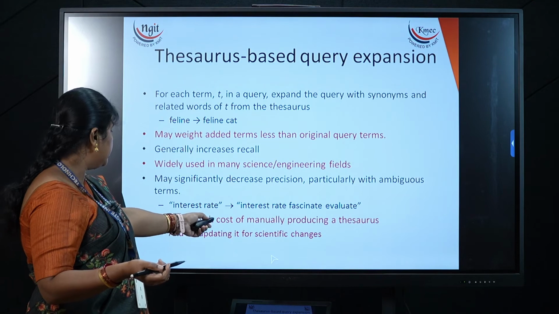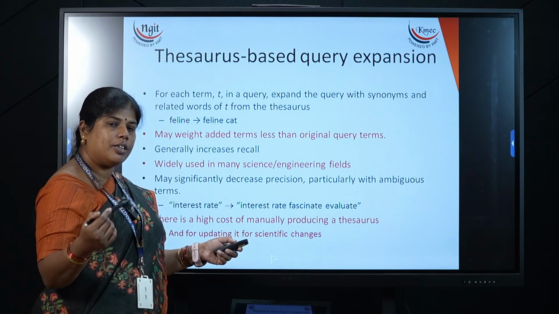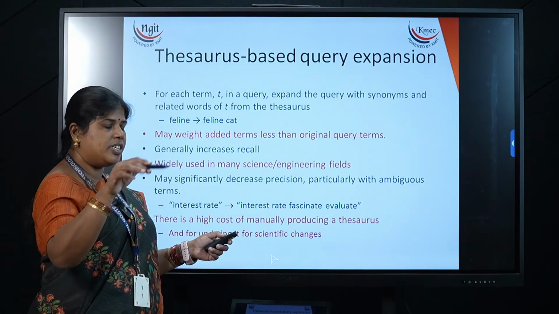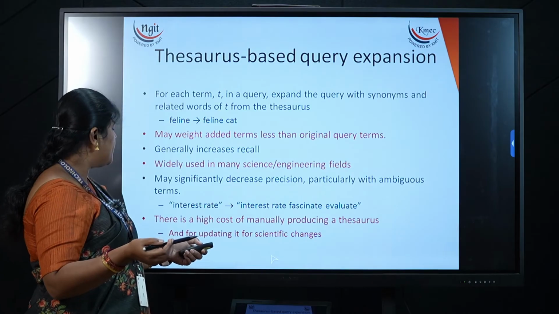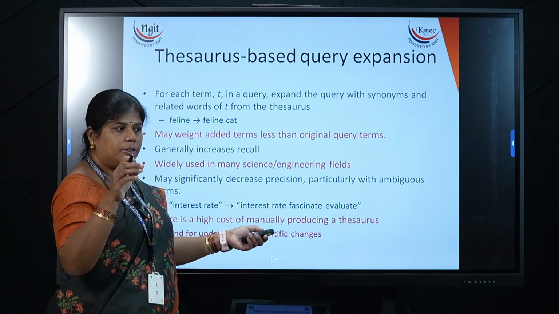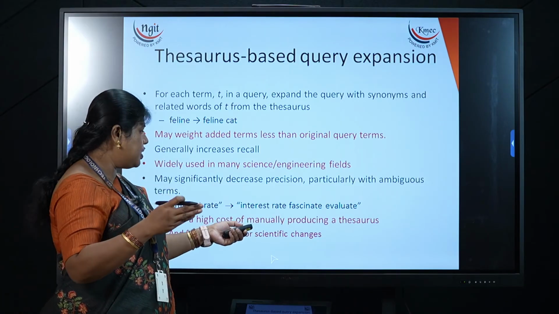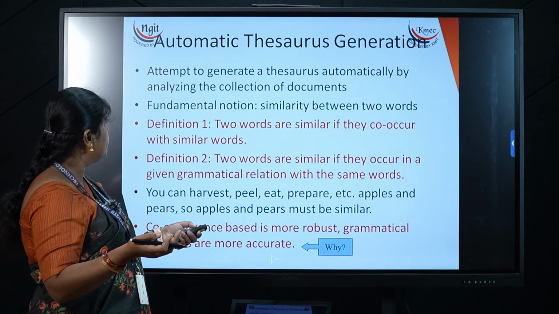But what you have to keep in mind is that when you generate the synonyms, the whole global dictionary has to be searched, so it may cost you high. And whenever there are changes, you have to do the update. Whenever there is a scientific invention, definitely the synonyms will change.